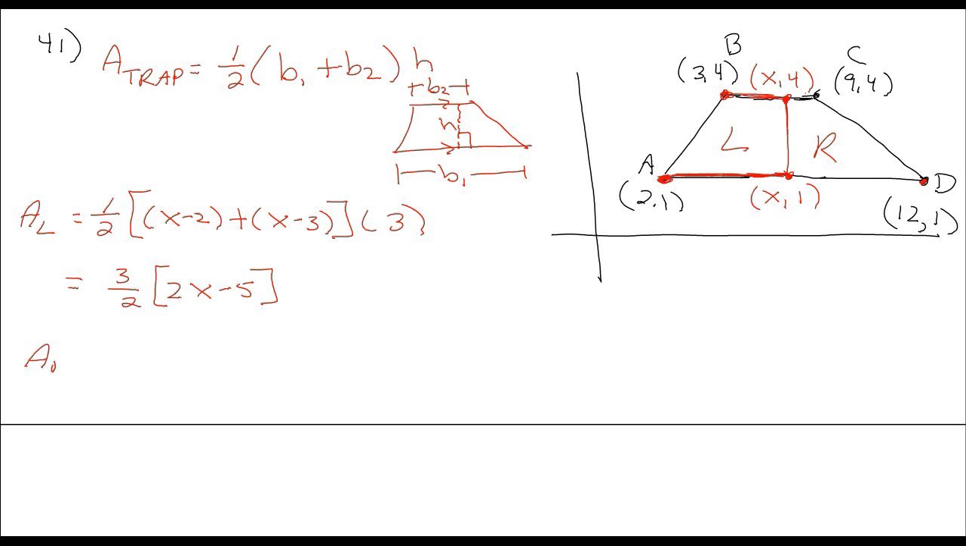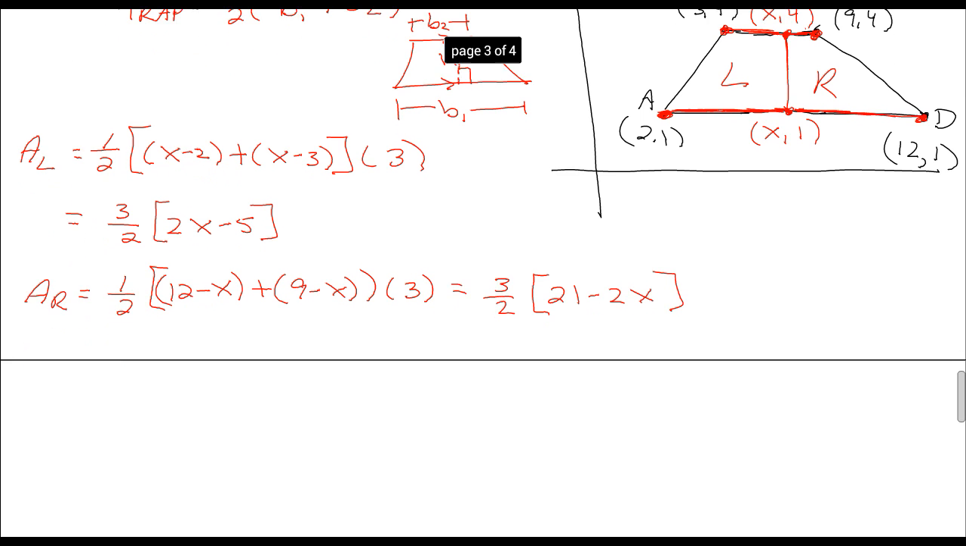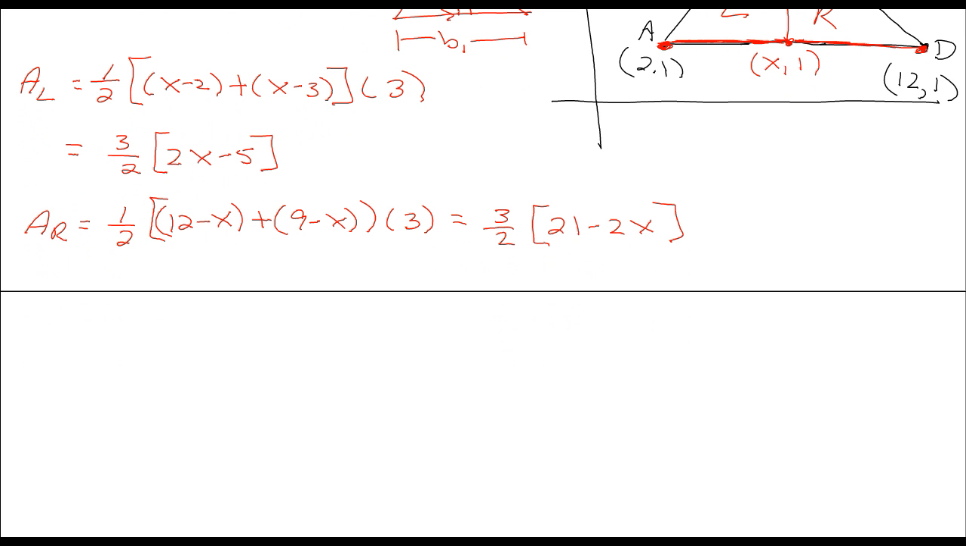Now the area on the right is going to be 1/2. And from D to the vertical line is going to be 12 minus x, plus the other base, which is from C to the vertical line, so 9 minus x, with the height of 3 again. And cleaning that up, we're going to do 3/2 again, and in parentheses we're going to end up with 21 minus 2x. So to figure out when these areas are equal, just set those two things equal to each other. And so we're going to have 3/2 (2x minus 5) is equal to 3/2 (21 minus 2x).